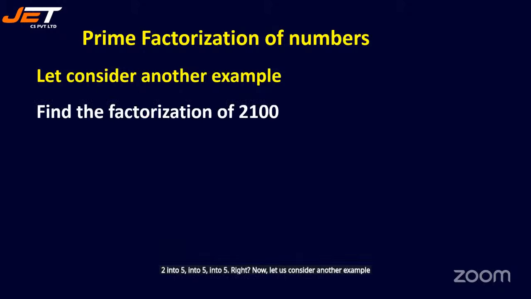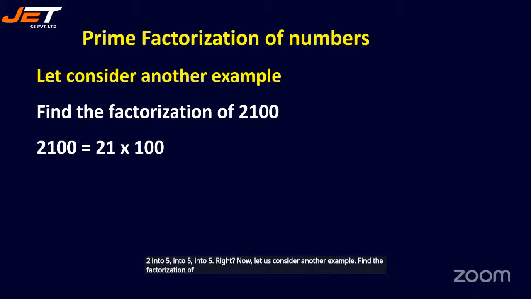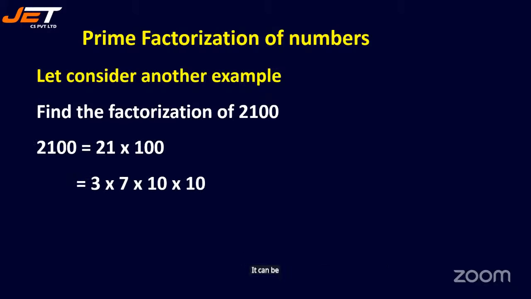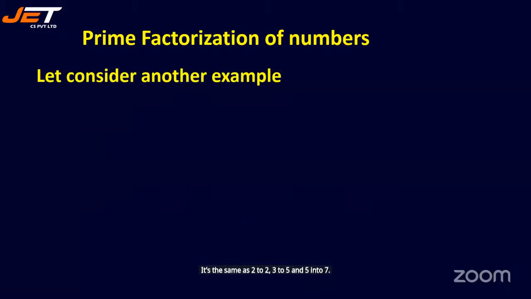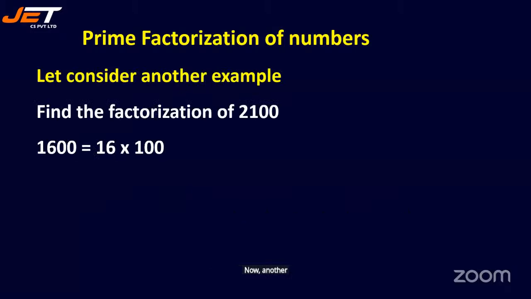Find the factorization of 2100. It can be 21 into 100, or 3 into 7 into 10 into 10, or 3 into 7 into 2 into 2 into 5 into 5, which is the same as 2 into 2 into 3 into 5 into 5 into 7. Now another example.